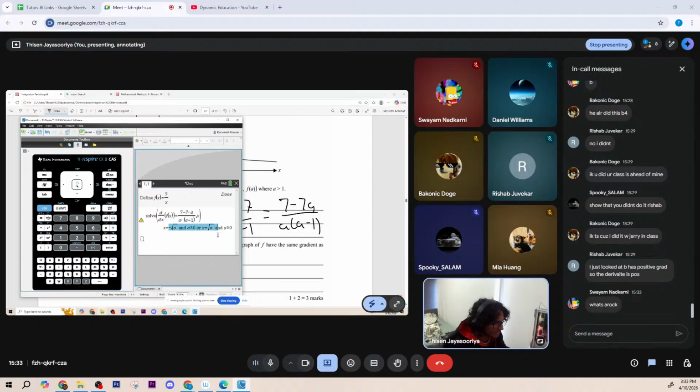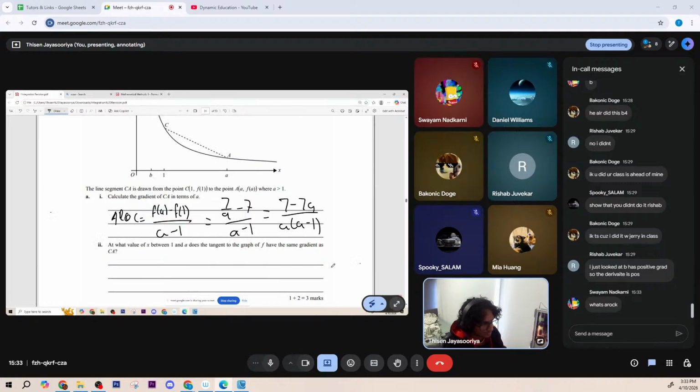So you want to find out the value of x. Well, it says x is either negative square root a or x equals square root a. So essentially I can write down my f dash of x here, which is just negative 1 over x squared, and then I do f dash of x equals 7 take 7a over a brackets a take away 1, and hence I get x equals plus or minus the square root of a.